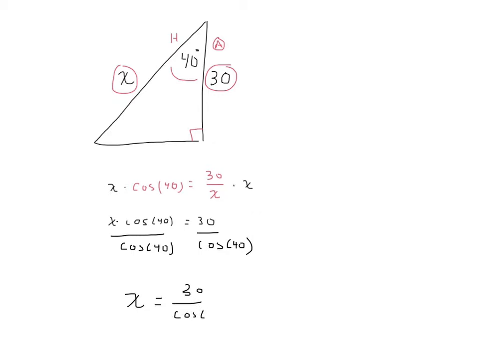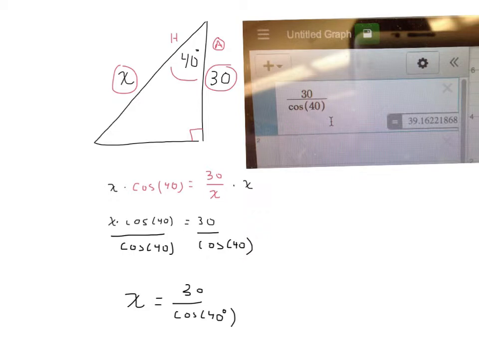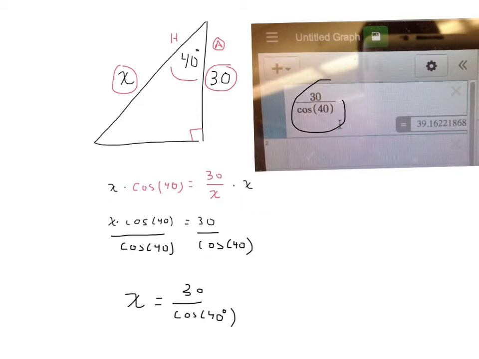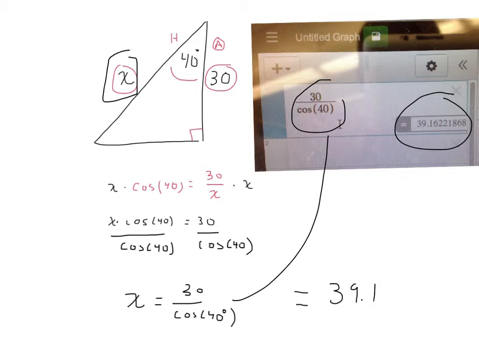Now, for the time being, let's actually get an answer to this. I have been using Desmos to do most of my solutions. So in Desmos, you can just type in 30 divided by cos 40, that's what we got here, and it gives you the answer. So that tells you that our hypotenuse, this x value, equals 39.16.